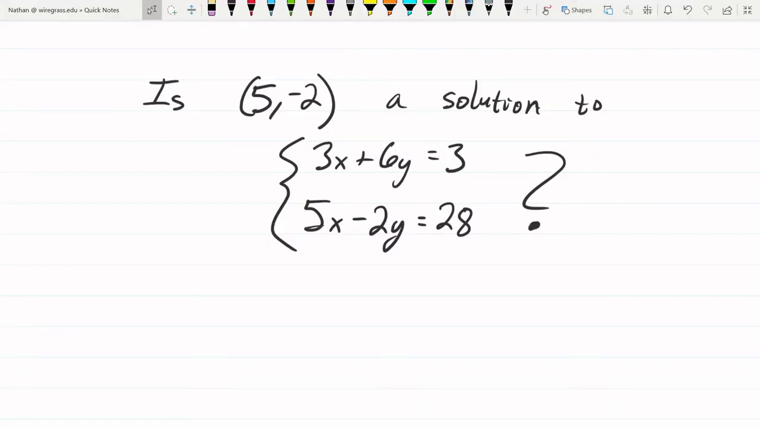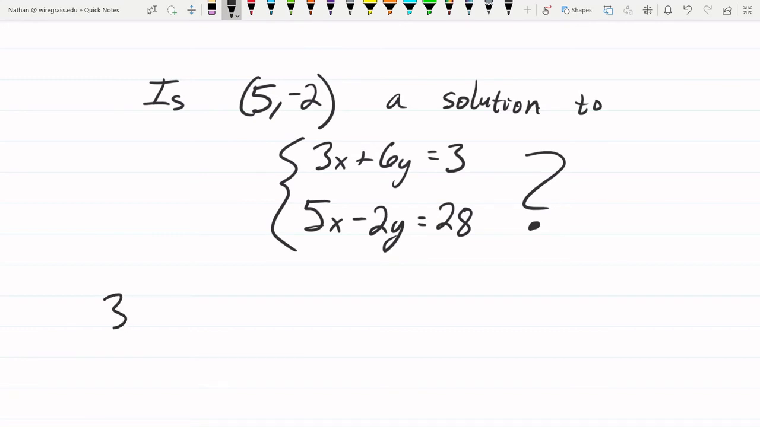Okay, is 5, -2 a solution to this system here? This curly brace is just showing that this is a system. It's kind of one combined thing. That's all that's being said here. And you can solve this algebraically by just plugging in 5, -2 and seeing what you get.